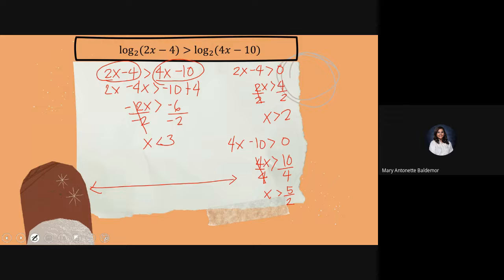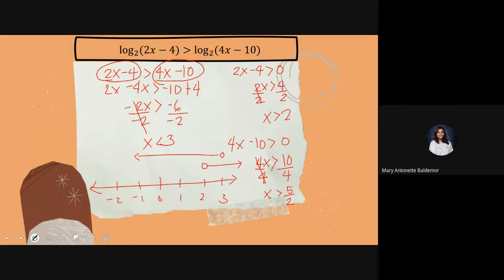So this is 0, 1, -1, -2, this is 2, and this is 3. Okay, so if x is greater than 2, this is 2, so greater than 2 is going to the right. X is less than 3. Okay, x is less than 3, so this will be going to the left.